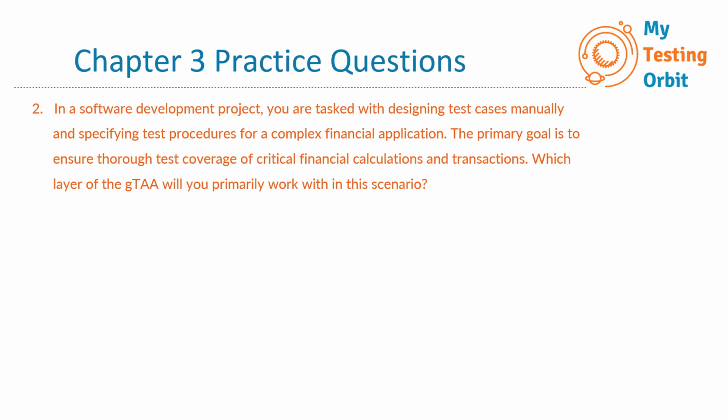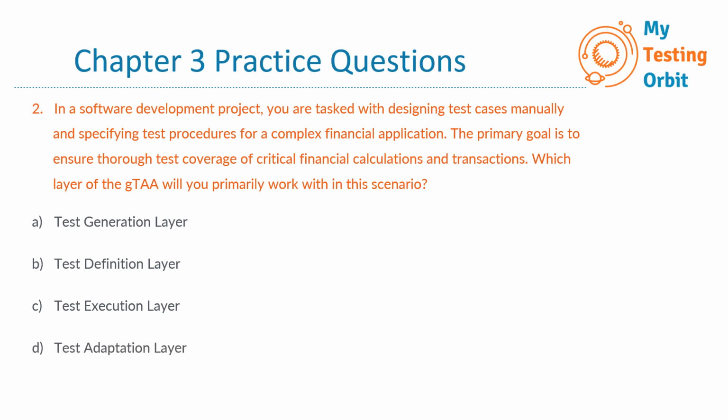Question number 2. In a software development project, you are tasked with designing test cases manually and specifying test procedures for a complex financial application. The primary goal is to ensure thorough test coverage of critical financial calculations and transactions. Which layer of the GTAA will you primarily work with in this scenario? And the options are A. Test generation layer, B. Test definition layer, C. Test execution layer, and D. Test adaptation layer. And the correct answer is B.